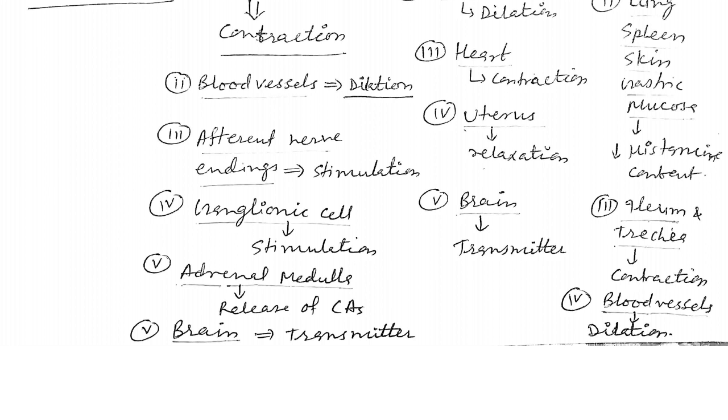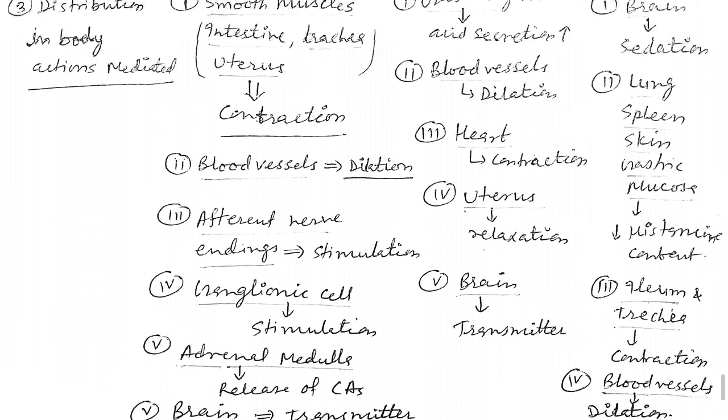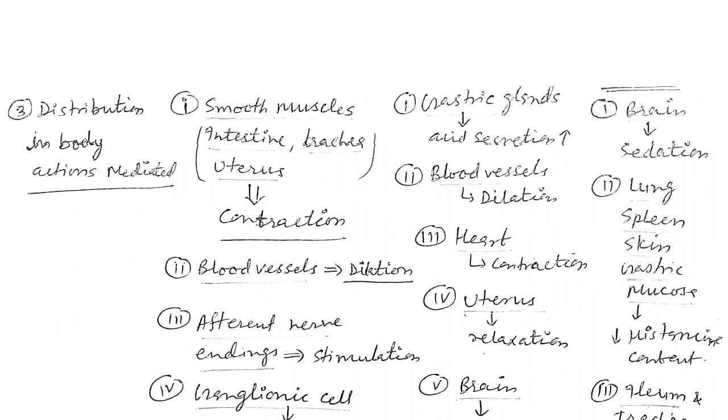And the last organ is the brain. In the brain, histamine binds with the histaminic H1 receptor and acts as a transmitter, meaning nerve impulse transmission. So it acts as a transmitter in the brain. So this is about the H1 receptor.